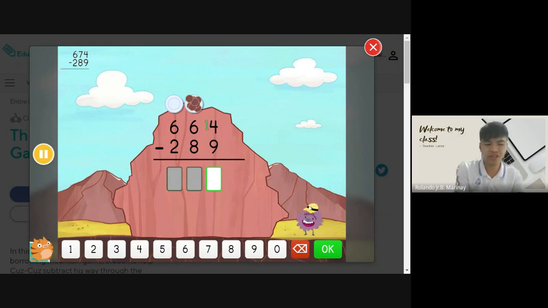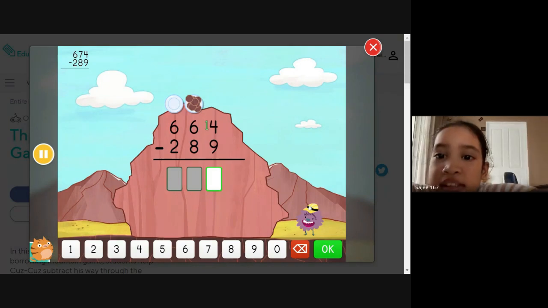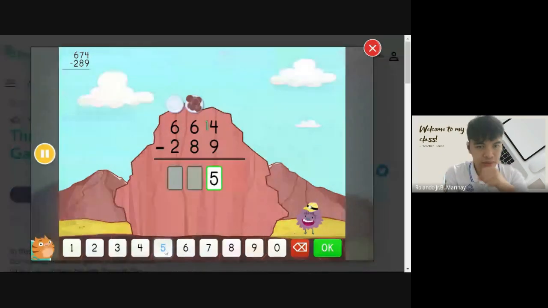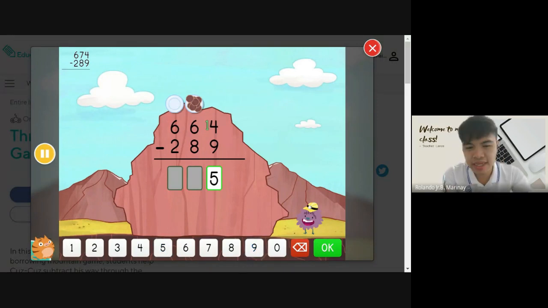Good morning. So while waiting for the others, let's play a game first. Okay, we're going to subtract 289 from 664. So we're going to do it like this. 14 minus 9 equals... Five. So we're going to press 5. And then, okay, wait a minute, I'll just get my charger.